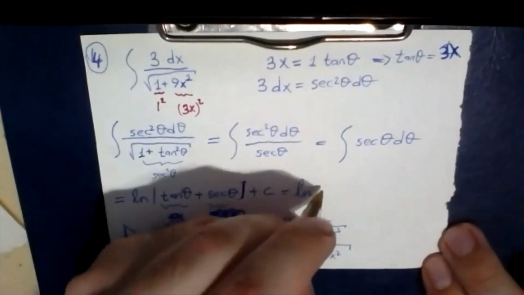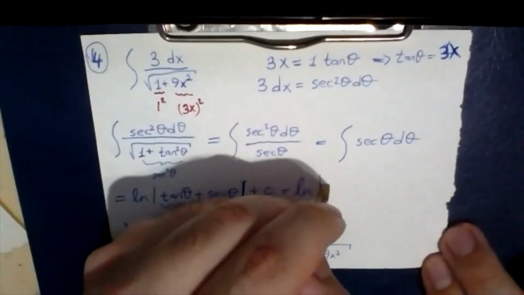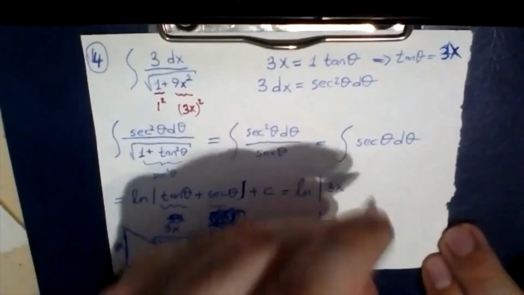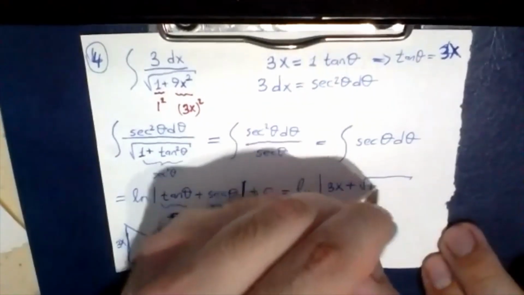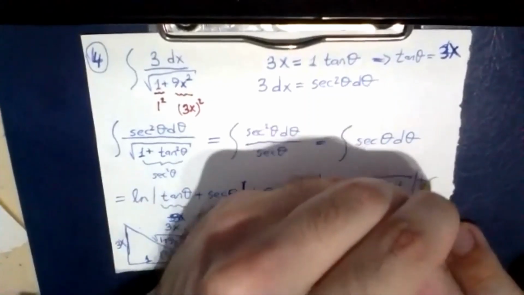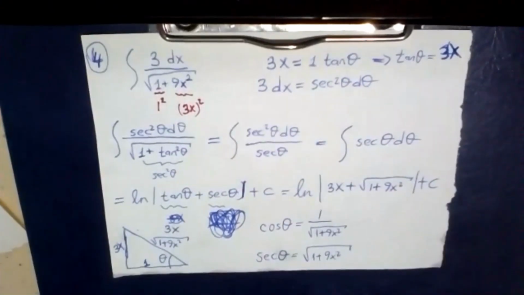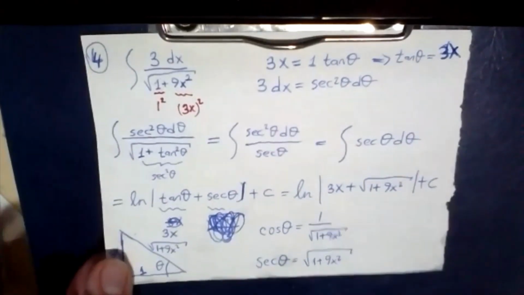Then, our result will be ln. Instead of tangent theta, we can write 3x. Instead of secant theta, we can write square root of 1 plus 9x squared plus a constant c. And this is the result. Then we can start question 5.